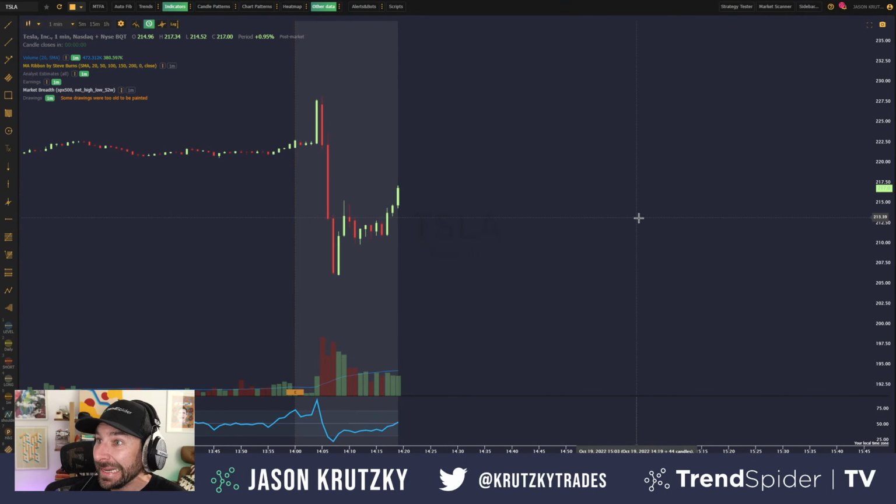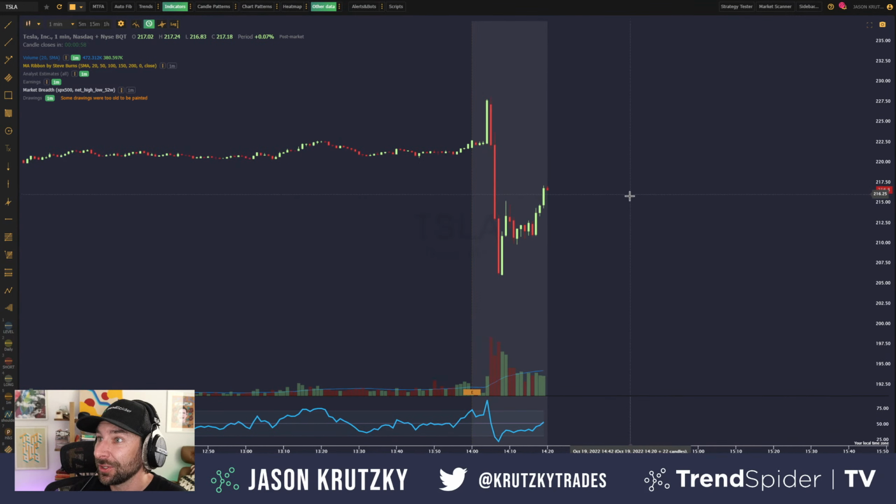So Tesla is regaining what it lost so far, coming back toward its closing price. Pretty close, about $4 away from its closing price.